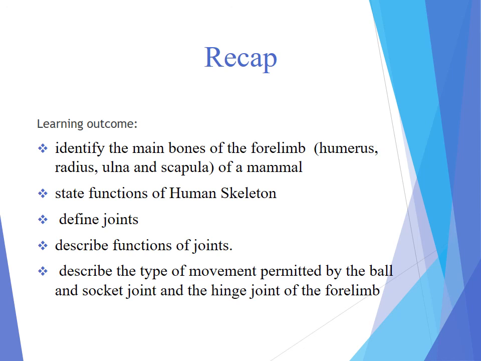You are able to define a joint, the point at which two bones meet. Then you are able to describe the functions of a joint. There are basically three types of joint: fixed joints, partially movable joints and movable joints, which are also termed synovial joints. Now you are able to describe the types of movement permitted by ball and socket joints. As I have told you and explained, ball and socket joints are freely moving joints and they can produce movement in all directions, or at 360 degrees.